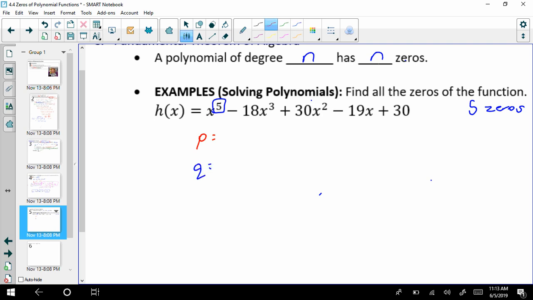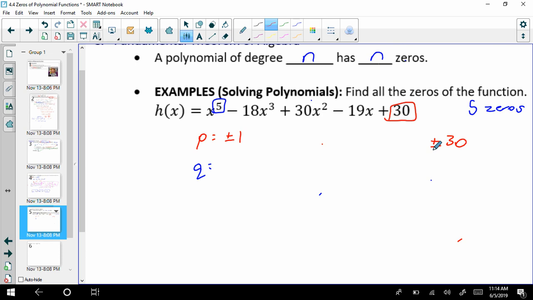So what's P? Well, it's the constant, the 30. So I want all the factors that multiply to 30. Let's start with 1. 1 times what is 30? Well, 1 and 30. Now there's a reason. You'll notice when I do these, I always start on the very ends, the 1 and the 30, and then I leave space in the middle. I like to work my way in so that I don't miss any factors.